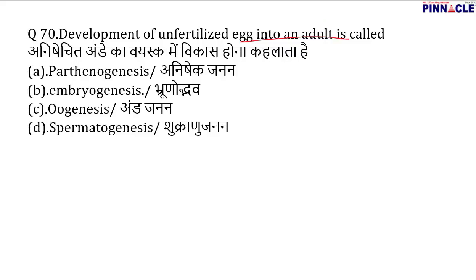Generally, in order to develop into an adult, the egg needs to be fertilized. But in certain cases, even the unfertilized egg develops into an adult. And the development of unfertilized egg into an adult is said to be parthenogenesis. It takes place in many insects, like wasps, bees, etc. So for question number 70, A, that is parthenogenesis, is the correct option.